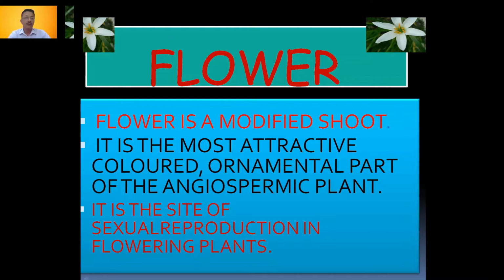We may define the flower. What is a flower? It is a modified shoot, and it is the most attractive, colorful, ornamental part of the angiospermic plant. Angiospermic means all the flowering plants, we call them angiospermic plants. It is the site of sexual reproduction. The flower is the site of sexual reproduction in the flowering plants.